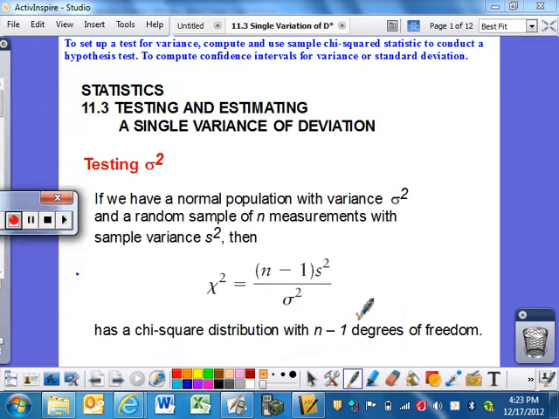Alright everybody, you made it. This is the last one, 11.3. So what we're going to do is test and estimate a single variance or deviation. Variance, remember, is your sigma squared or s squared.